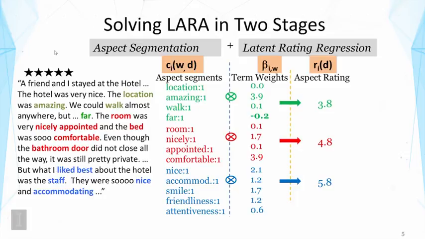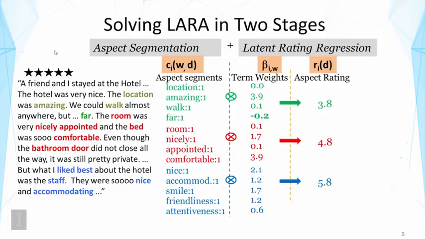But another word like far, which has a negative weight, if it's mentioned many times, it will decrease the rating. So the aspect rating is assumed to be a weighted combination of these word frequencies, where the weights are the sentiment weights on the words. Now, of course, these sentiment weights might be different for different aspects. So we have for each aspect a set of sentiment weights, as shown here, and that's denoted by beta sub I and W.